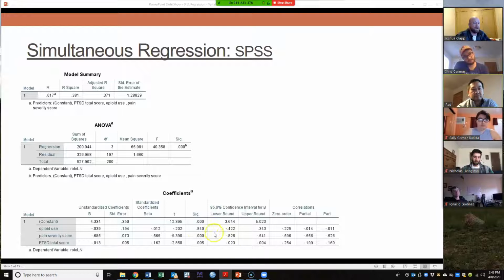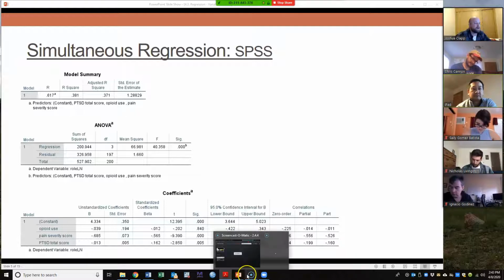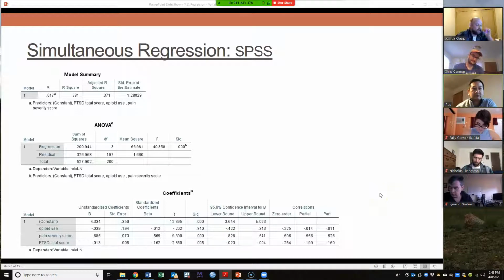Okay. Here's going to be our confidence intervals. We interpret these just like we normally do any other confidence interval here. I would say my best guess for the unstandardized coefficient or for the unique effect of pain severity on the natural log of role functioning is going to be negative 0.685. But these data are going to be compatible with population estimates ranging from negative 0.83 to negative 0.54, right? So this is just giving us our level of uncertainty, okay? Last thing we've got here is I requested part and partial correlations.